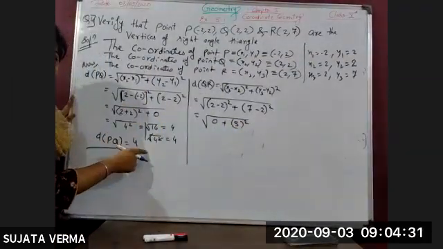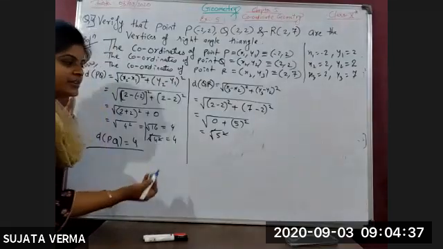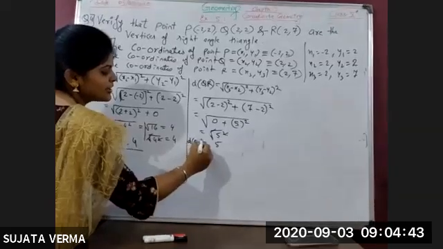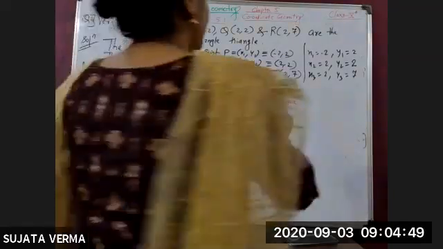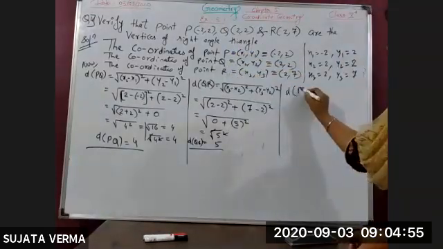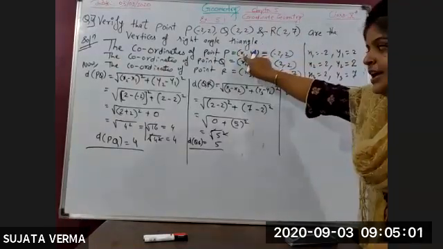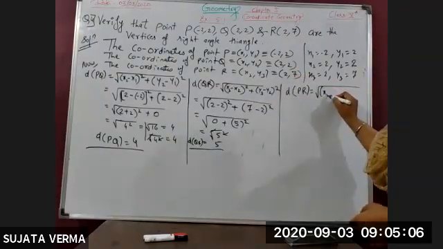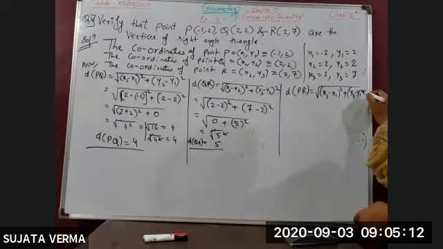Now apply the same condition here. Shall I cancel square and root? Then we get directly 5. This is the distance between QR. Clear? Then next, third, we find the distance between P and R. We take the coordinates of point P and the coordinates of point R. Now we write (x3 minus x1) square plus (y3 minus y1) square.